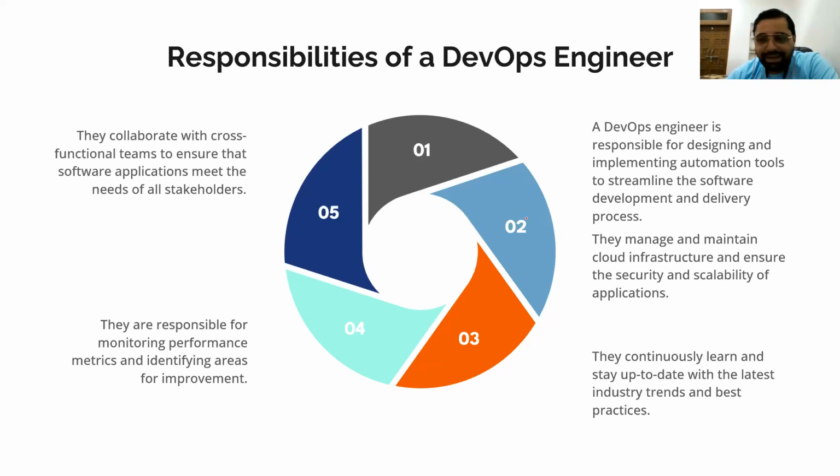Okay. And they manage and maintain cloud infrastructure to ensure security. As I said, you have to deploy your application on the infrastructure, which can be on premises or it can be cloud. So you have to decide where you want to deploy. If you're using the cloud, you have to manage the whole infrastructure yourself. So as a DevOps engineer, it is your responsibility to manage the infrastructure.